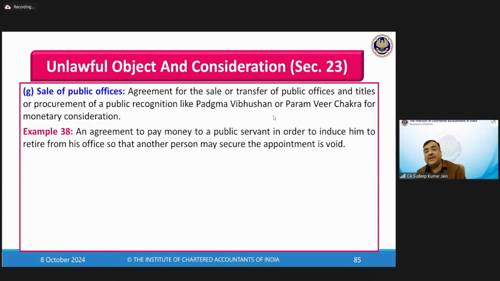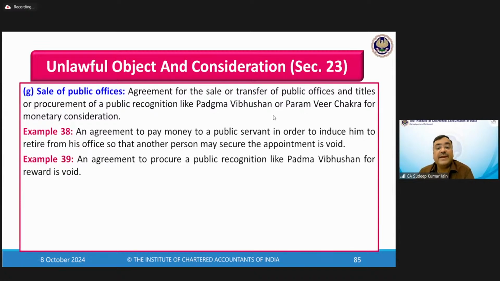It means an agreement with the public servant for some money: please take retirement and you will get the money and I will take that position. कि भैया आप रिटायरमेंट ले लो मैं आपको पैसे दूंगा और इस पोजीशन मुझे जगह मिल जाएगी. This is a void contract opposed to public policy. An agreement to procure a public recognition like Padma Vibhushan for reward is void. साहब मैं पैसे दे दूंगा मुझे ये अवार्ड दिलवा दो. This is again void.